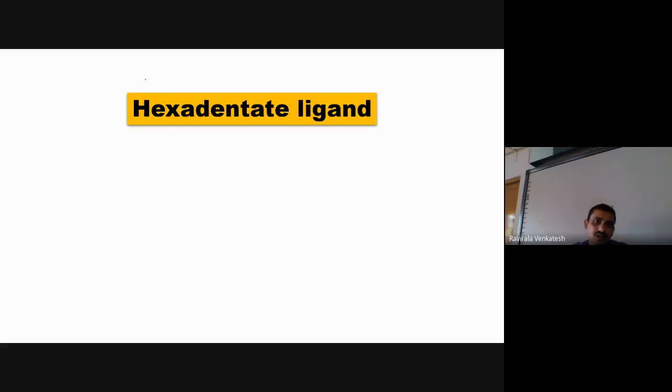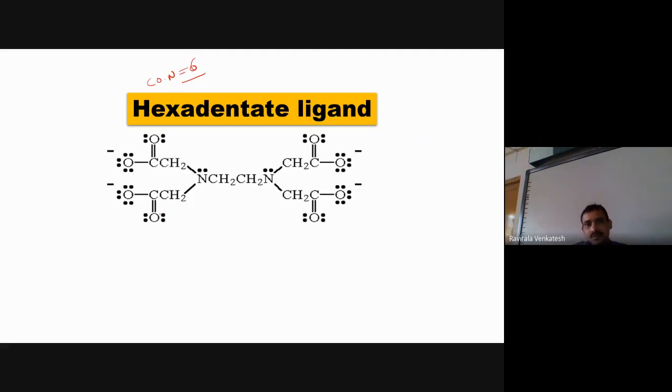Let us take an example of a hexadentate ligand. Hexa means the coordination number, or denticity, will be 6 here. Now let me see how it forms chelation. This is a hexadentate ligand. See 1, 2, 3, 4, then 2, 3, 4, 5, 6. So 6. Of course, many lone pairs are there, but not all of them donate. Whichever donate, only those we have to consider.